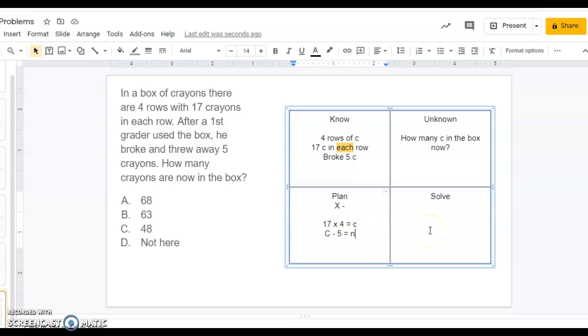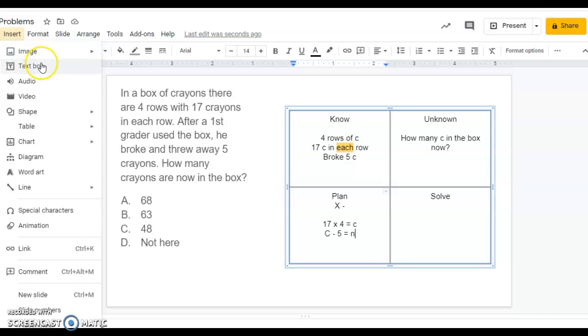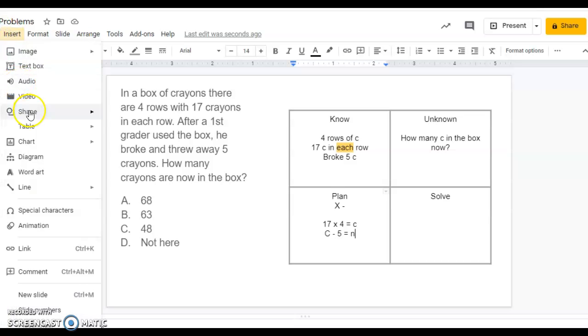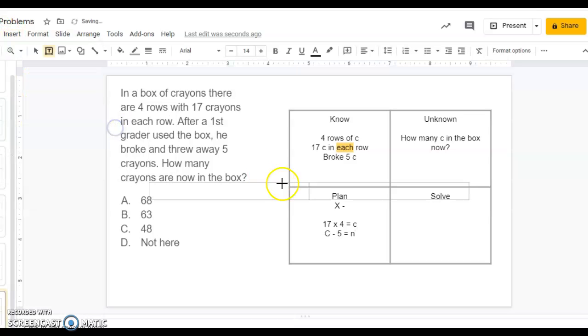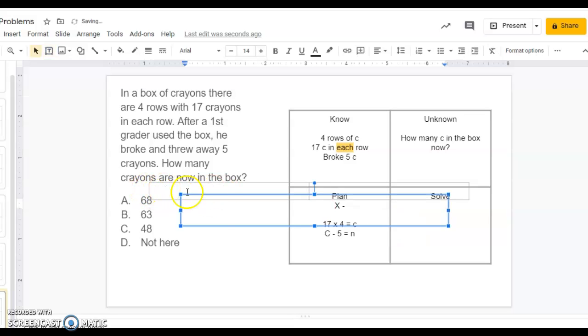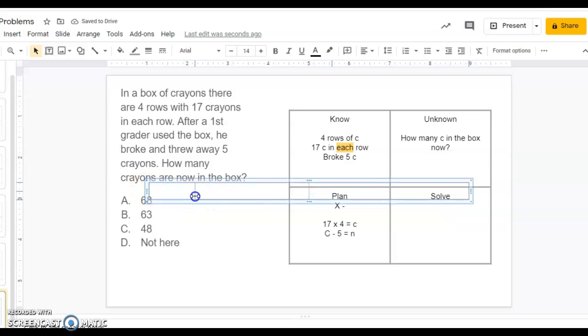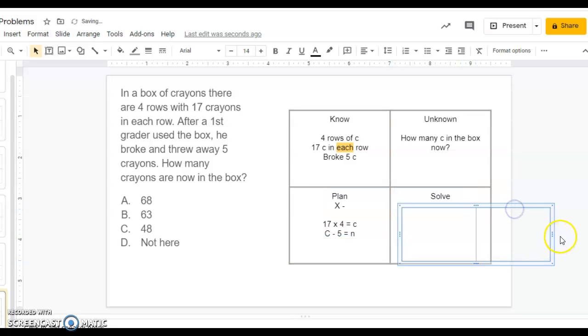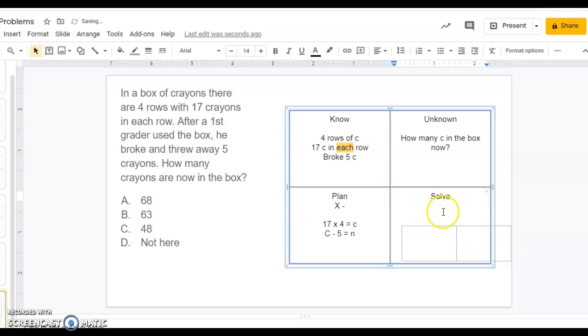So I'm going to solve by using an area model for 17 times 4. So I'm going to insert a text box really quick, or I'm not even sure I have to do that. I can insert a table. A 2x1, and I'm going to put it about right here. Oh, I don't need that text box, sorry. I do need my table, and I'm going to make it fit somewhere in my solve. It's just a 2x1, so I should be able to make it fit about right there. Make it smaller. There we go.